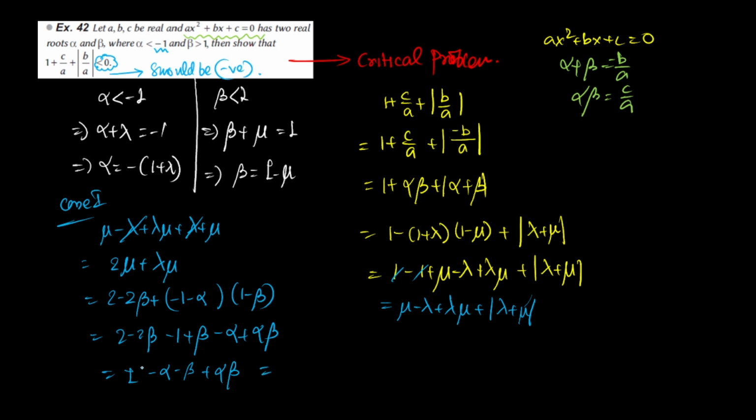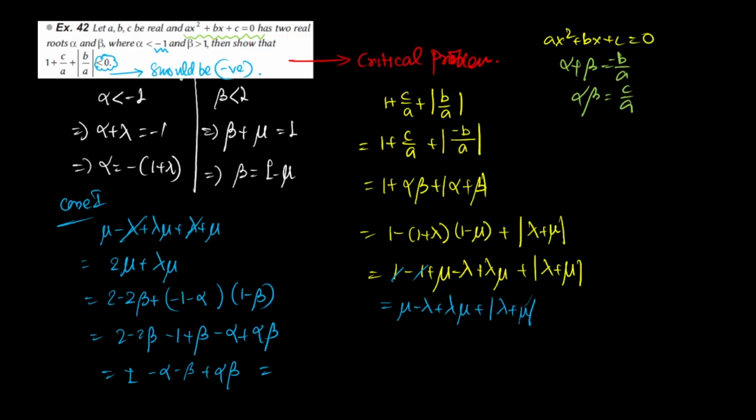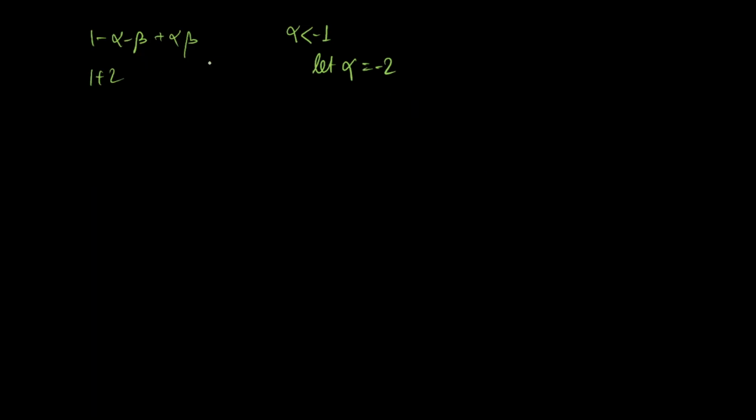See your common sense. Let alpha is lesser than 1, let it be there. Wow, you need a lot of common sense here. Common sense means to say something just like this. Where is the buttons? 1 minus alpha minus beta plus alpha beta. Now see, given alpha is lesser than minus 1, let alpha equal to minus 2. 1 plus 2. Beta greater than 1, given here. Beta greater than 1, let beta equal to 3.